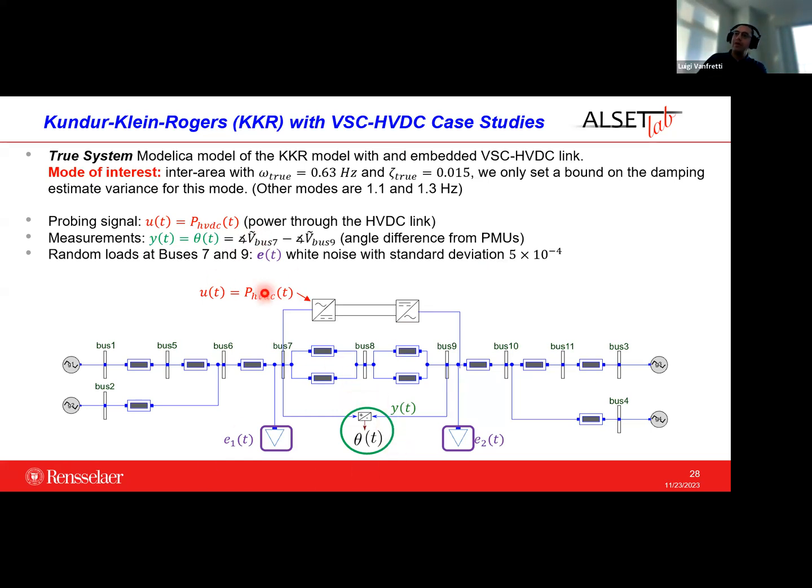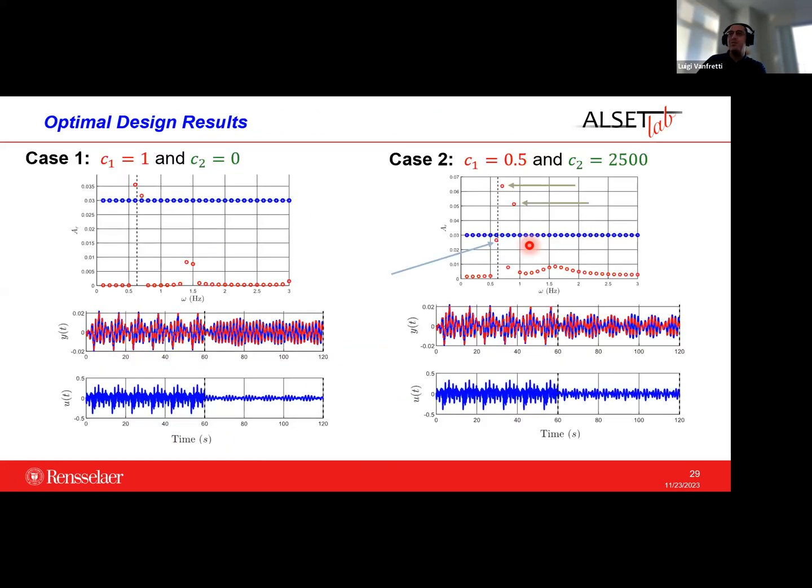And we're going to modulate the input signal here. And here you have the measurement, with a frequency of 0.63 hertz and a damping of 1.5. So that's pretty bad. So here we apply 0 on the output, and here we apply a high weight on the output. And in the input, we apply a 1 here, and here we reduce the coefficient.